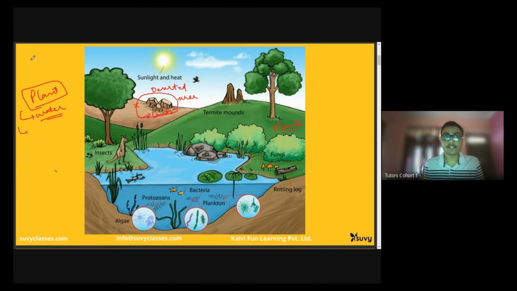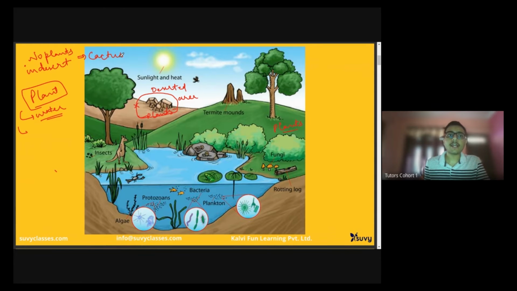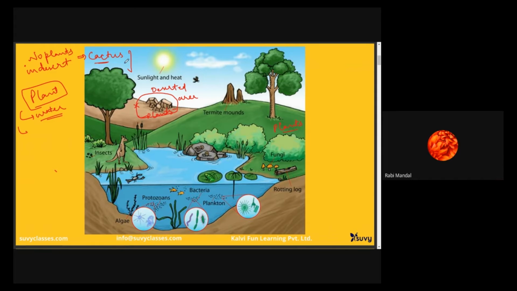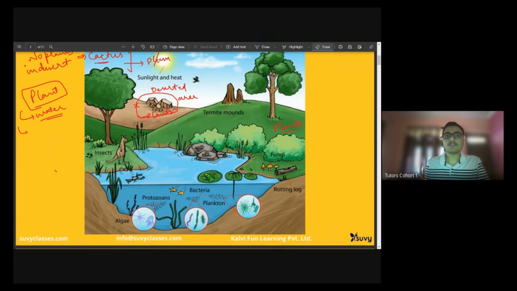You might have observed that there are no plants in deserts. Yes, sir. Sir, there are small cactus. Right, there are cactus and some other plants that have been modified. I'm not sure whether plum is there in desert areas, because I don't think it is. Well, we can check it on the internet, it's always open for us. Let's check it together.